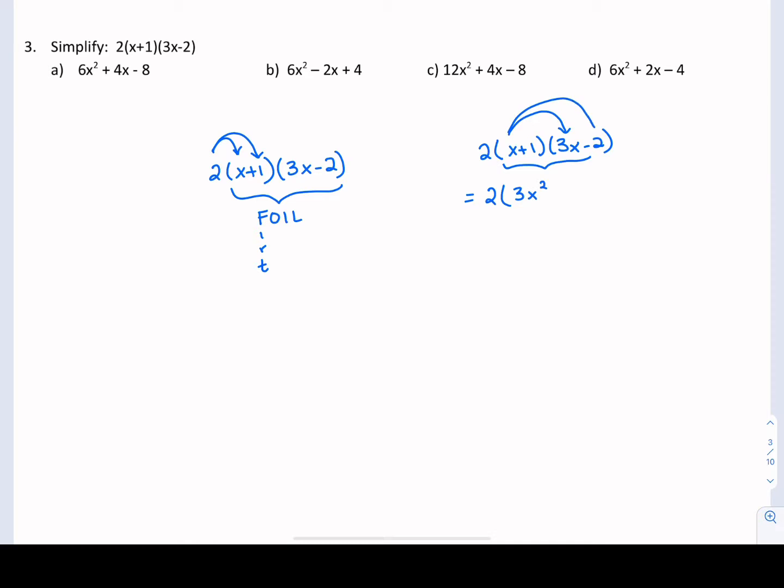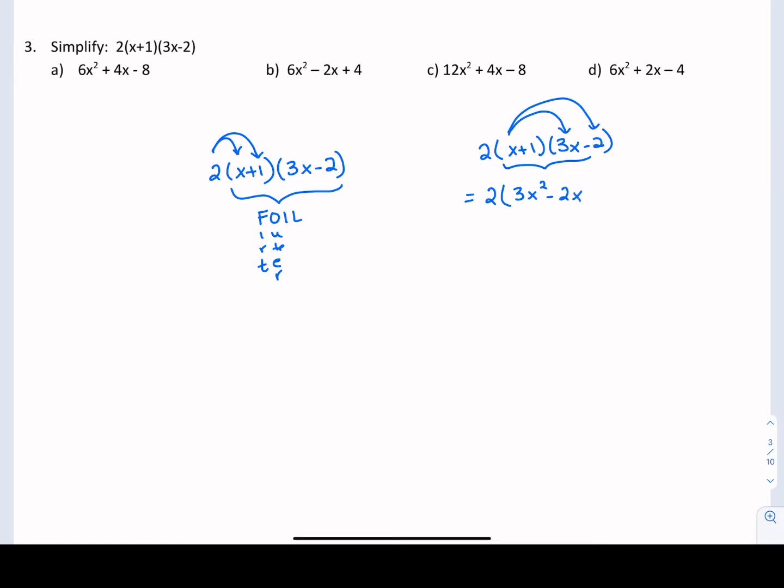O is for outside or outer. And the outer term means we're going to multiply x by negative 2. So x times negative 2 is negative 2x. Whoops, we've turned on the eraser here. Let's just fix that. X times negative 2 is negative 2x.